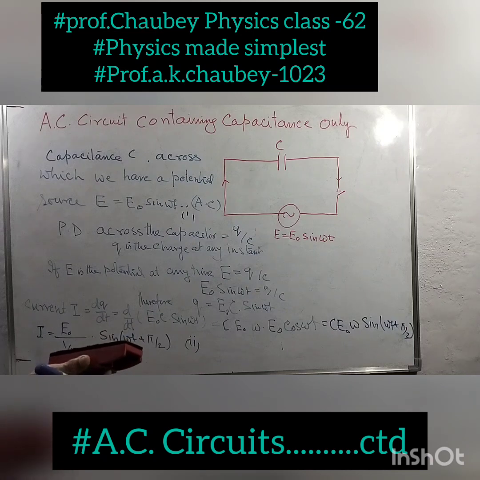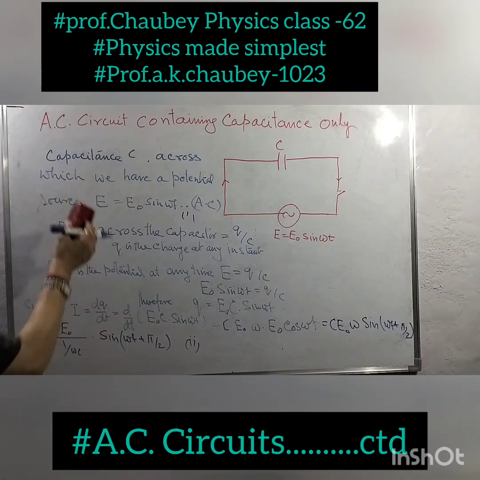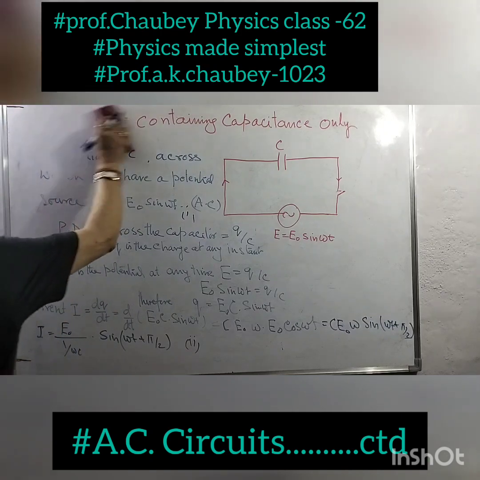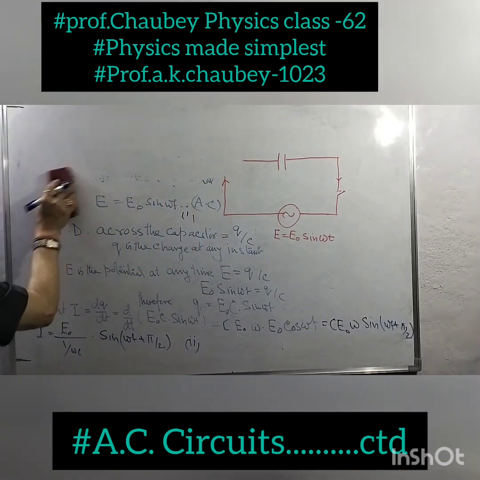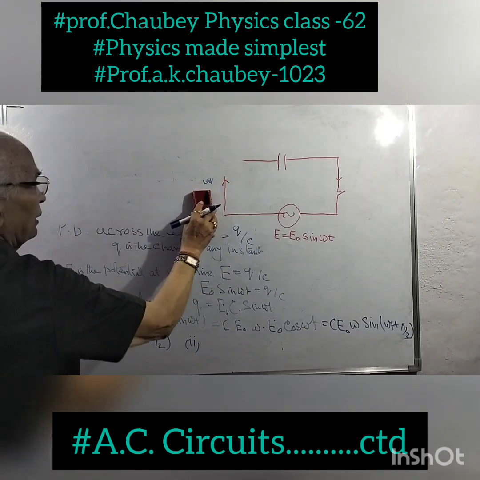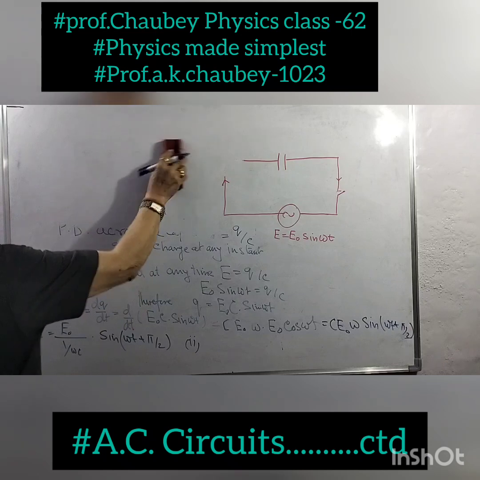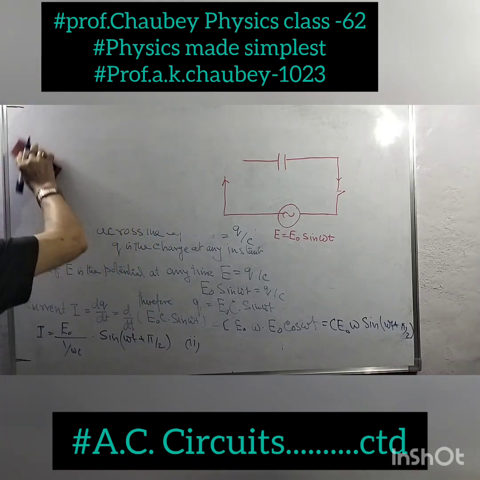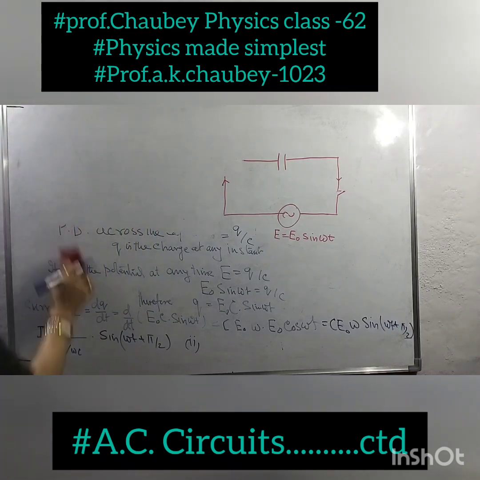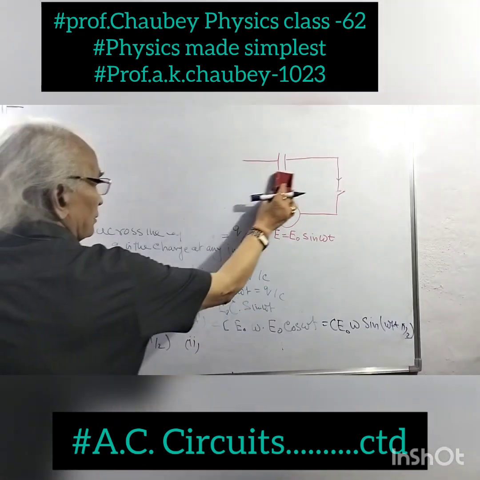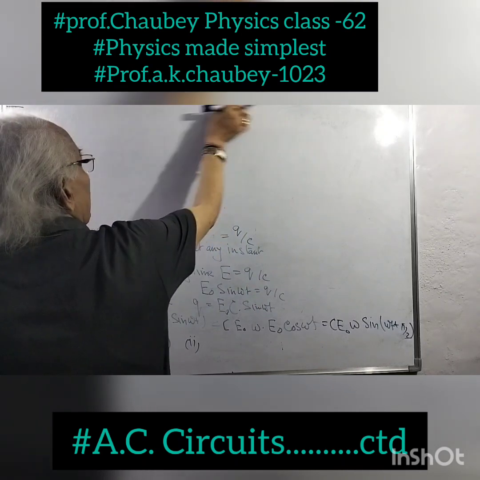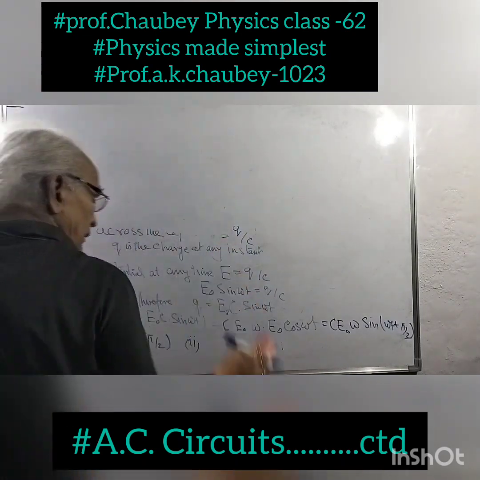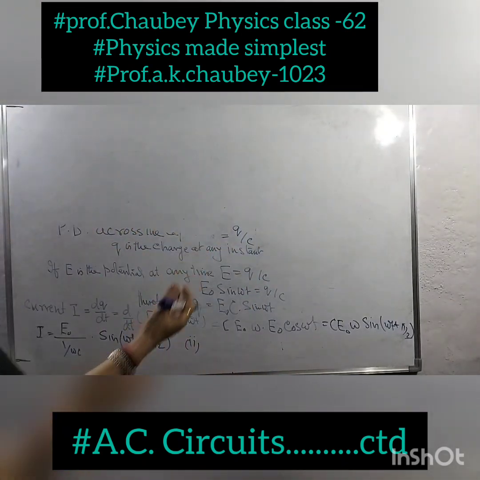We have seen that in the inductance it was minus pi by 2, which means the current was lagging. Here the phase difference is plus, which means the current is leading. Current is leading means that when the potential is zero, the current is ahead by 90 degrees, pi by 2, so it is leading.